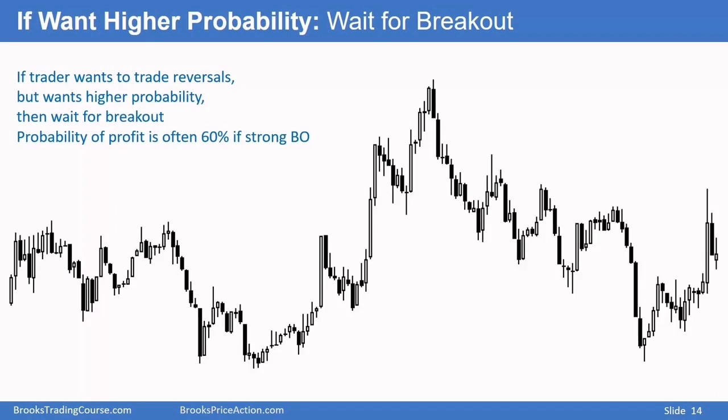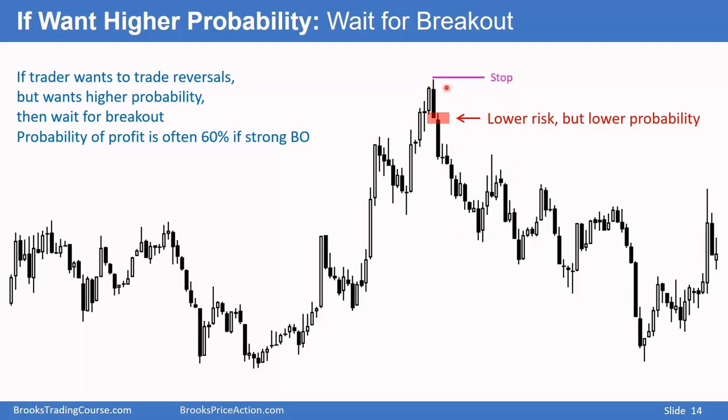Some traders want to trade reversals, but they want higher probability. Those traders wait for the strong breakout into the new trend. At that point, the probability of profit is 60%, sometimes even higher if the breakout is strong and the context is good. For example, this is a low risk trade with lower probability.